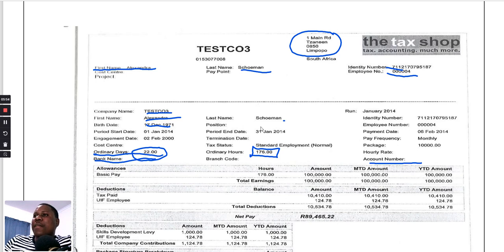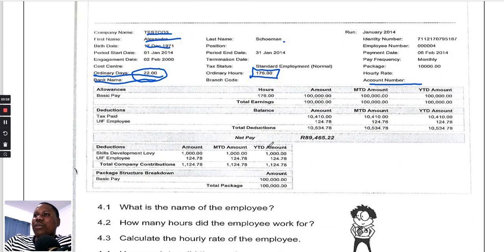All right, then let's move down. When we move down, we see the allowance.